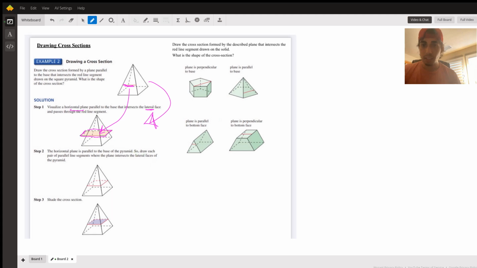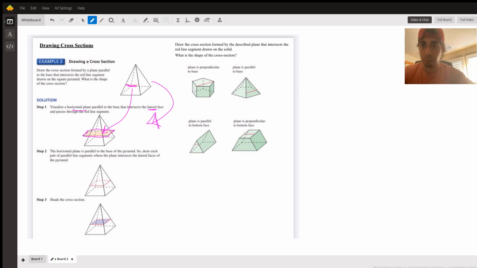All right. And then it says the horizontal plane is parallel to the base of the pyramid, right? That's what we said. That piece of paper that we're cutting through that little triangular prism with, or I guess it's more of a rectangular pyramid is I guess what that would be. That piece of paper we're cutting through a rectangular pyramid, it's parallel to the base, right? So it says, draw each pair of parallel line segments where it intersects the lateral faces, right? That's these guys right here. This is where the piece of paper that's cutting through our rectangular pyramid would be like touching the sides of the pyramid, all right?